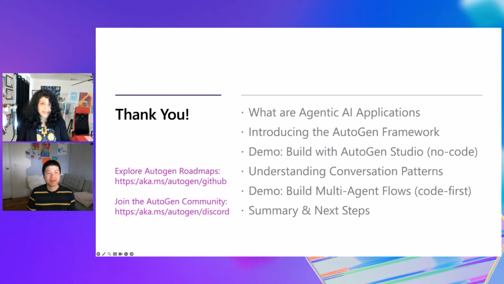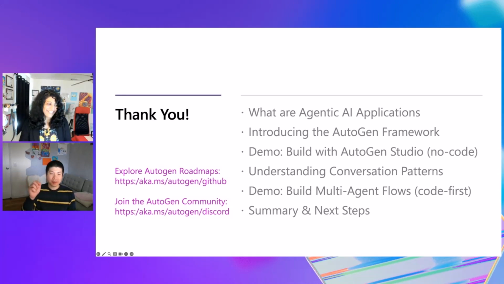And before we wrap up, just a quick summary of what we covered. Hopefully, if we did our jobs right, you now know what agentic AI applications are, what the Autogen framework does. You got a sense of how the Autogen Studio works for low-code, no-code development. You got a sense of how you can use the Autogen SDK for a code-first approach to building multi-agent collaborative applications. And you got a sneak peek at the upcoming design. So, Eric, where should they go if they want to contribute or converse with the community?